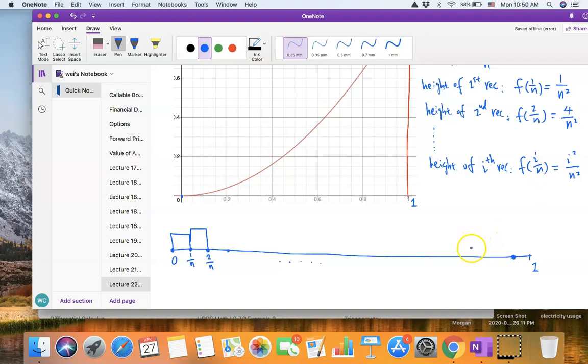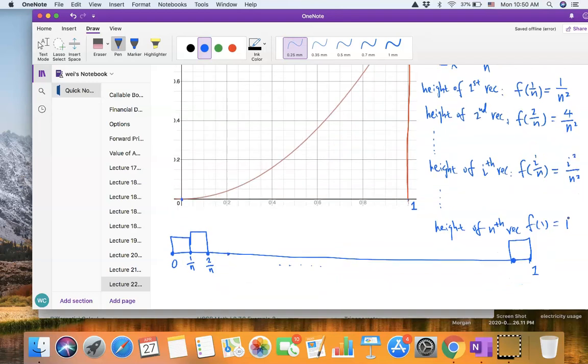And for the last rectangle, for the nth rectangle, we use the endpoint 1 to determine the height. So that is f of 1, which equals 1.